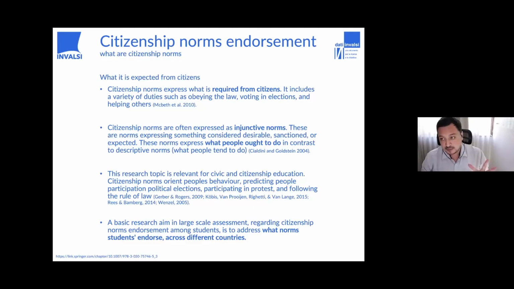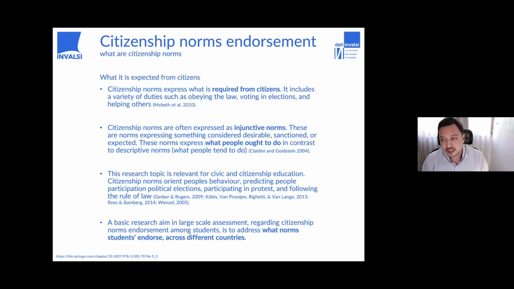So firstly, what I'm going to do is to give a brief overview of what citizenship norms endorsement or good citizenship norms are. These are mainly different phrases that express what is required from citizens. This includes a variety of different duties such as obeying the law, voting in political elections, and helping others. And there are different lists of batteries included in different political surveys of opinion.